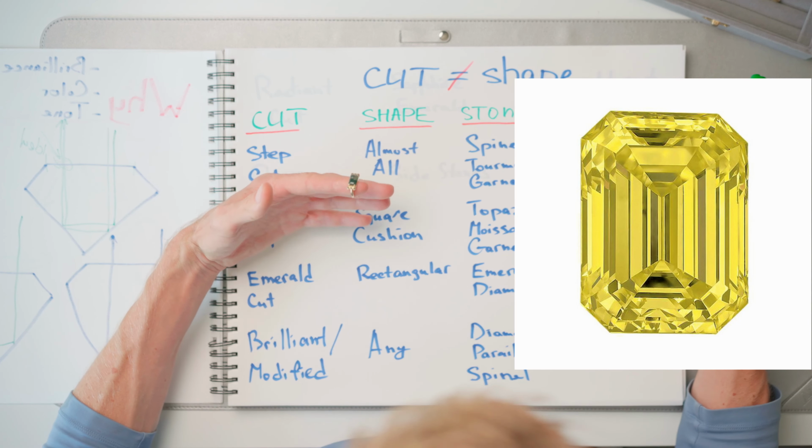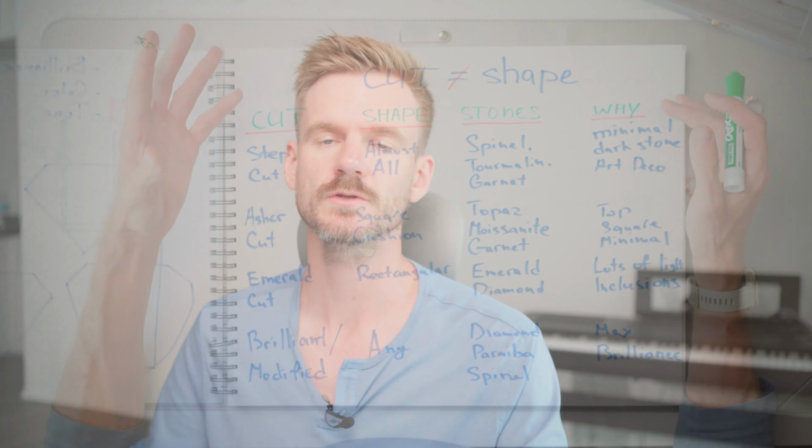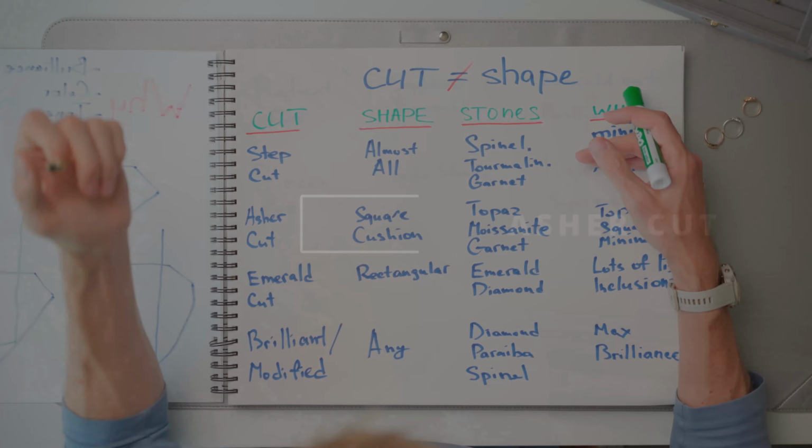Why might you want to choose this cut? You want to choose this cut if you're going for a minimalistic style, or a contemporary design, or for Art Deco, this kind of thing. When you want to highlight the choice of your design and refer to a certain era, when you visually see the stone, you would know what I mean.